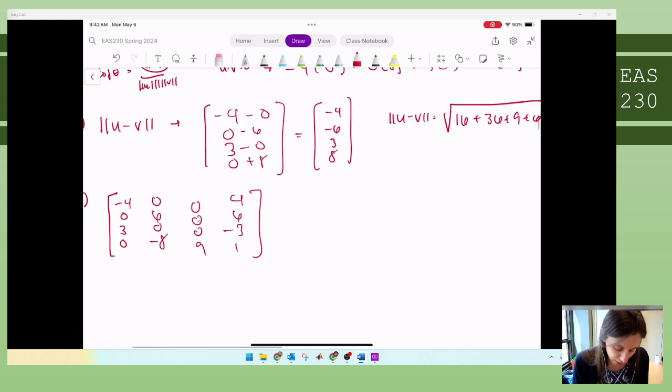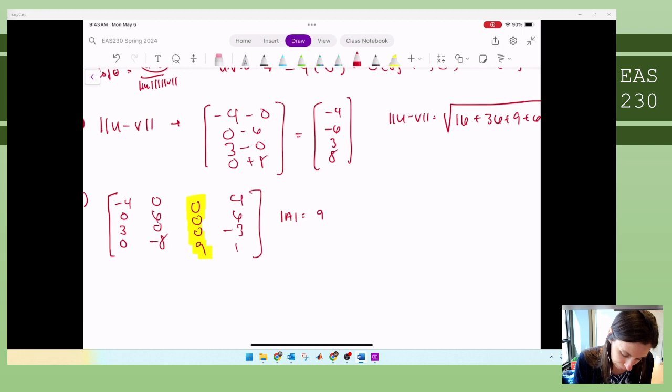There we go, there's my matrix. If I want to find the determinant, then I'm going to pick a row or a column with the most number of zeros. So I'll pick this column here, which means my determinant of this matrix is going to be 9 times its cofactor.